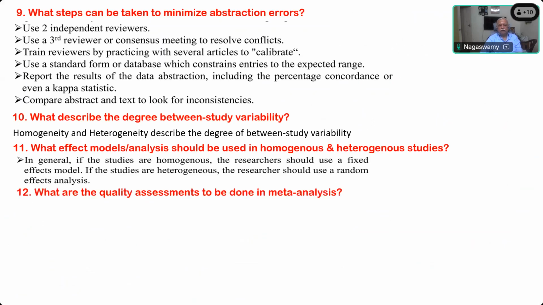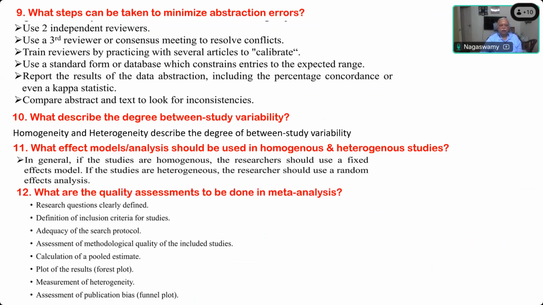What are the quality assessments to be done in meta-analysis? Research questions should be clearly defined. Definition of inclusion criteria for studies should be there. Adequacy of such protocol. Assessment of methodological quality of included studies. Calculation of pooled estimate. Plot of the results, the forest plot. Measurement of heterogeneity. Assessment of publication bias, the funnel plot.